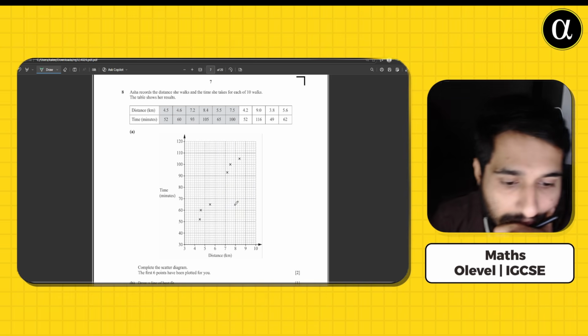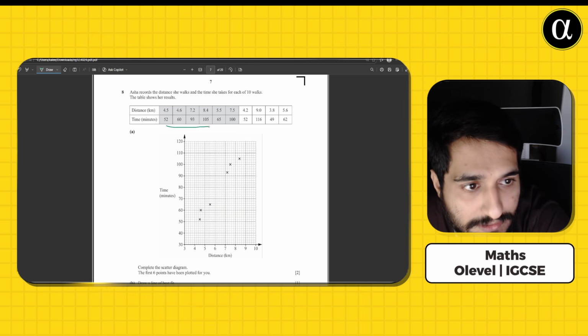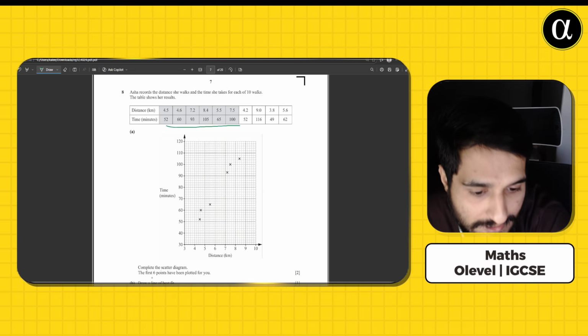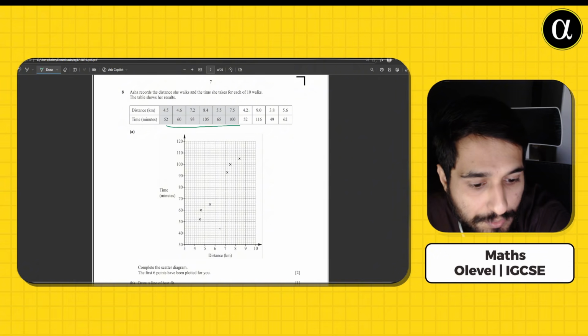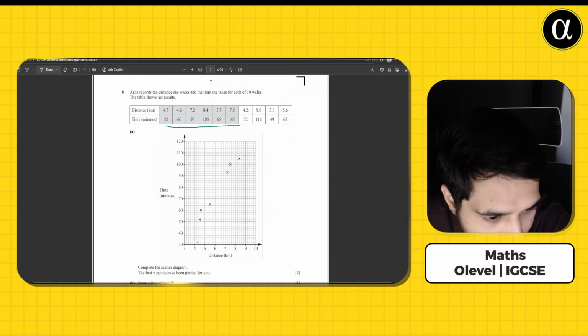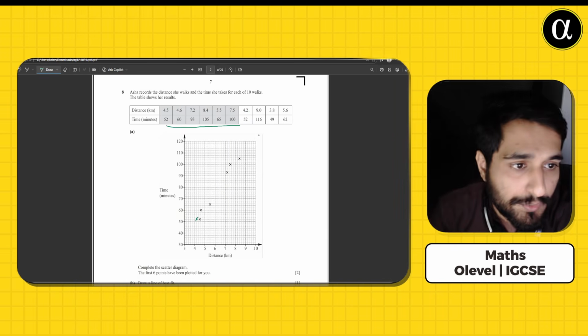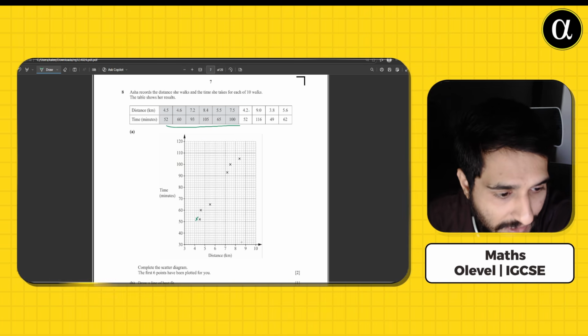Let's see. These values have been drawn for us, because the examiner says the first 6 points have been plotted for you. We are supposed to plot 4.2 and 52. Now 4.2 and 52 is supposed to be done somewhere here. Over here is 4.2 and 52, and then we have 9.0 and 116. So 9.0 and 116 is going to be drawn somewhere over here.